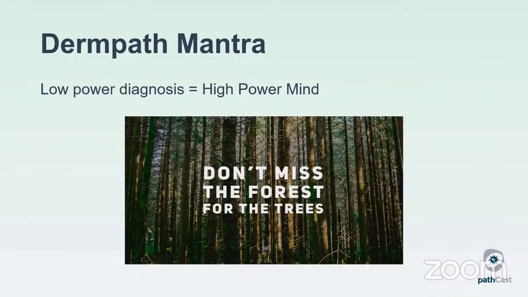Mantra in derm path: low power diagnosis is a high power mind. This is not necessarily the case in other areas of pathology. As a dermatopathologist, I'm well aware of that. My pathology-trained colleagues and the path residents that I work with sometimes have a hard time approaching the derm path slide because they're so used to it being much more important to look at high power in other areas of pathology. In skin, really try as best you can to learn to see things at low power.